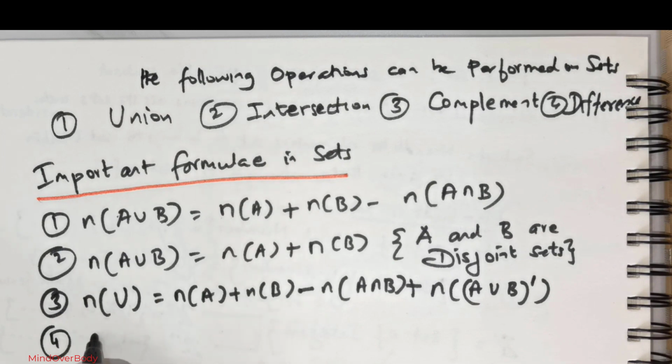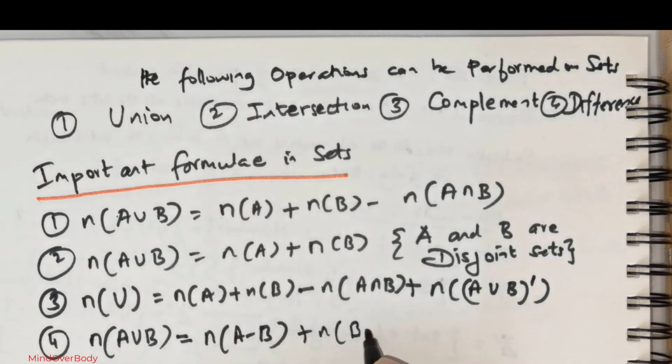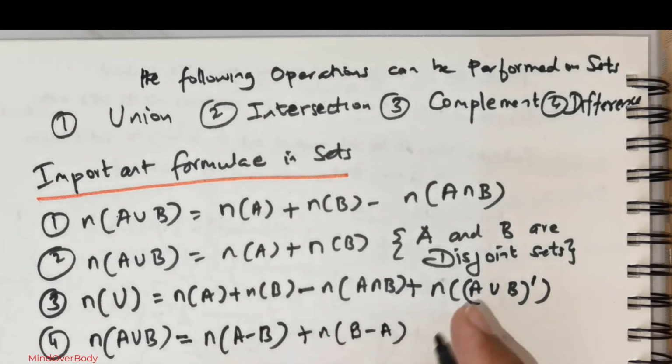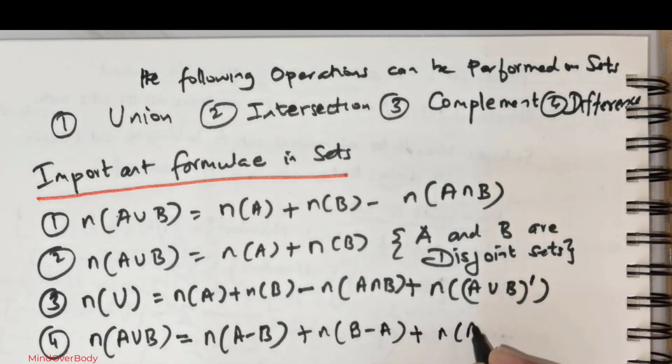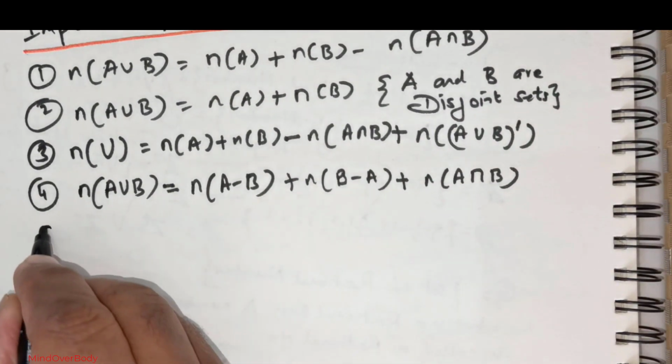Number 4, N of A union B. There is also another representation. This is also a very important formula. Very important in the sense that instead of this, you can also utilize this, but with a variation, because this uses difference. So this is equal to N of A difference B, we call this A difference B, plus N of B difference A. A difference B and B difference A are not the same. They're different. Right? Plus N of A intersection B.